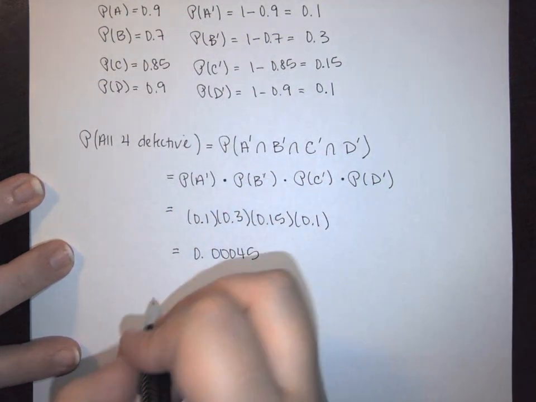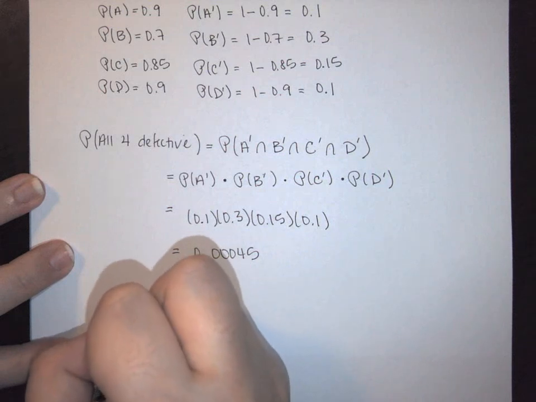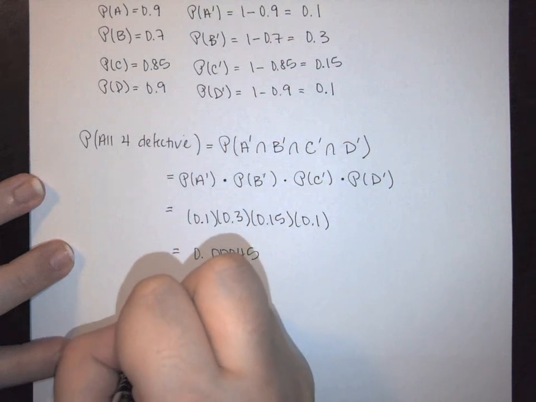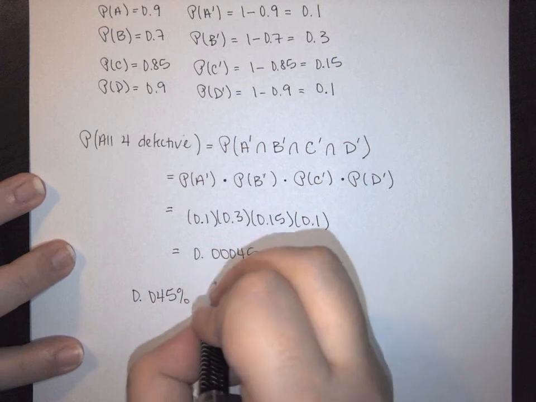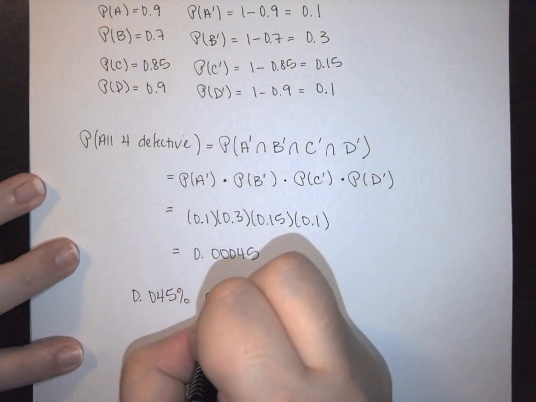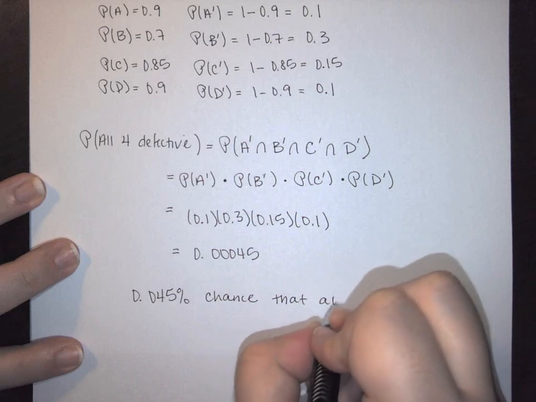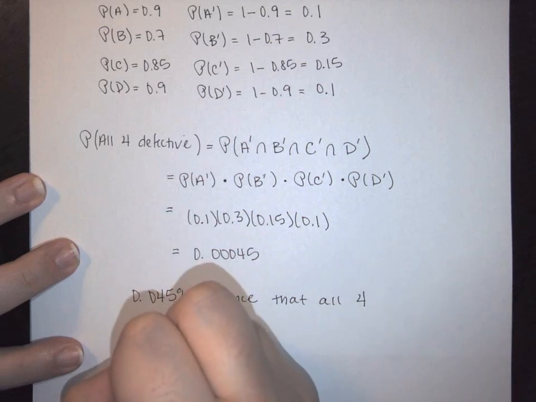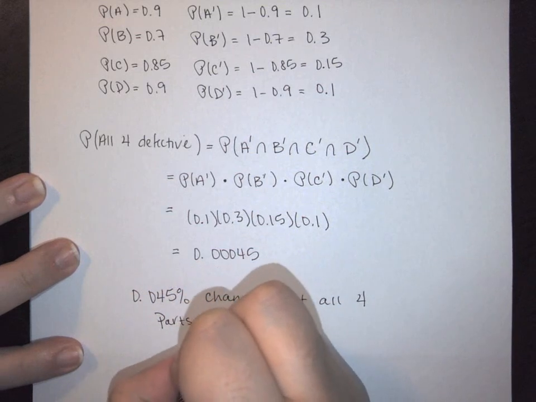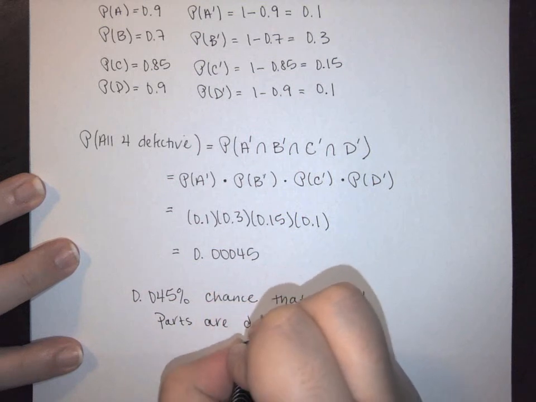When you multiply all of those together, we end up with 0.00045, which means we have a 0.045% chance that all 4 parts are defective.